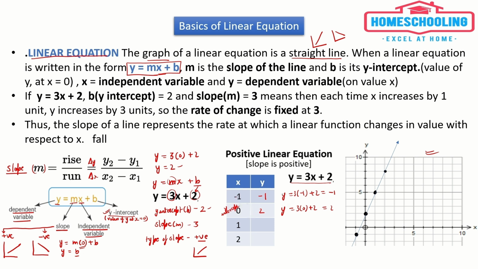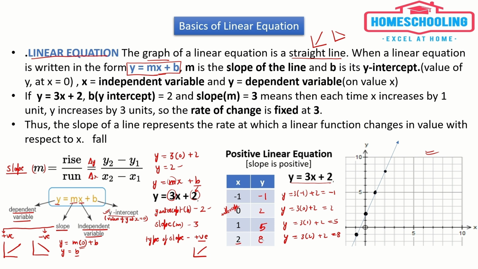Now let's take x value as 1. So when x value is 1, y is equal to 3 into 1 plus 2. That is equal to 5. So your y value would be 5. Similarly, if we take x value as 2 and we put it in the linear equation, 3 into 2 plus 2, so 3 into 2, 6 plus 2, that is 8.